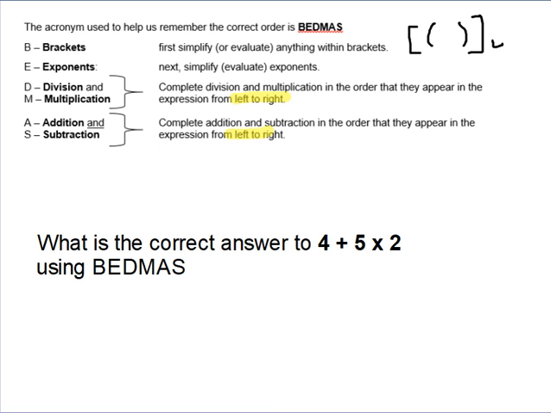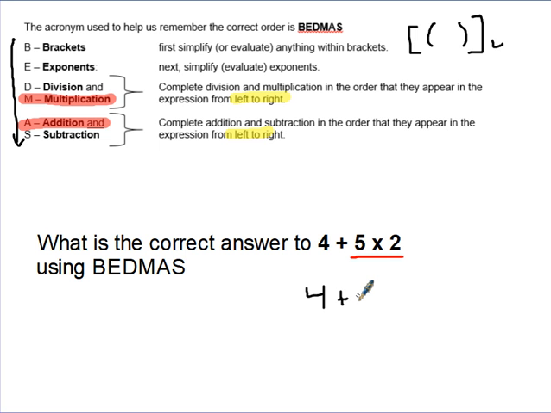So here it says, what is the correct answer to 4 plus 5 times 2? Well, I'm going to look over here at BEDMAS, and I see there's no brackets, okay? There's no exponents. There is multiplication, right? And there's also addition. So according to BEDMAS, going in this order, starting at B, ending at S, I'm going to first do multiplication. And sometimes I like to underline it. Sometimes I'll be like, oh yeah, that's the one that I'm attacking right there. So maybe I can pull out my colored crayon or something like that and underline it and say, okay, 4 plus 5 times 2.